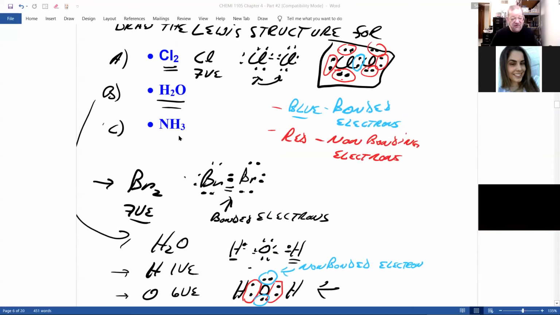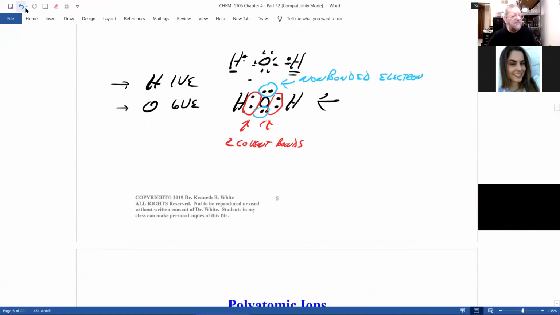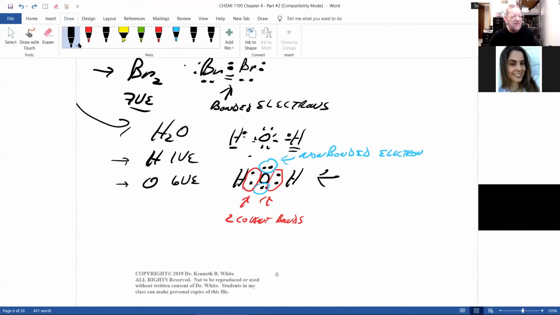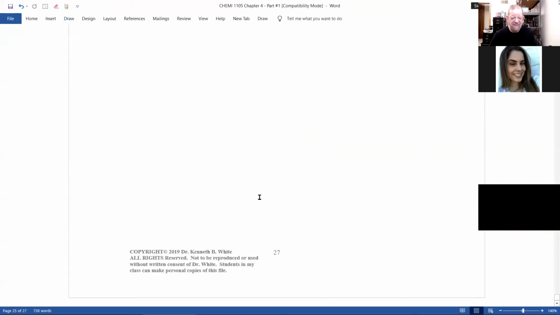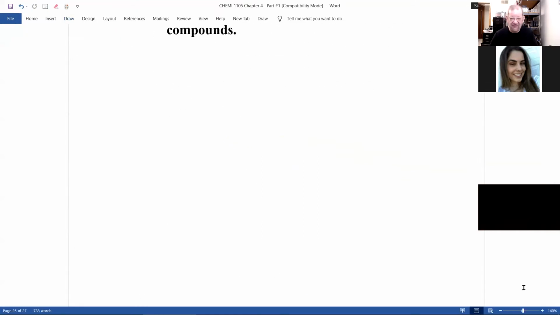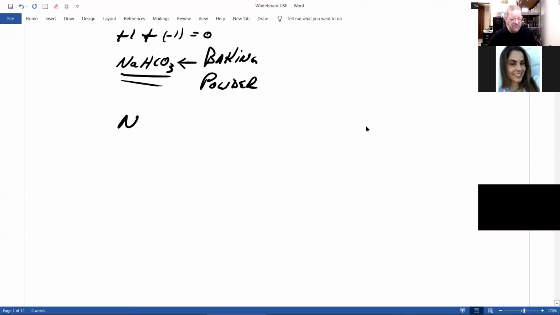All right, let's do ammonia, NH3. And when I say let's do it, it's your turn. Draw the Lewis structure for ammonia. Now let's go to my whiteboard. There's my whiteboard. Here's ammonia.